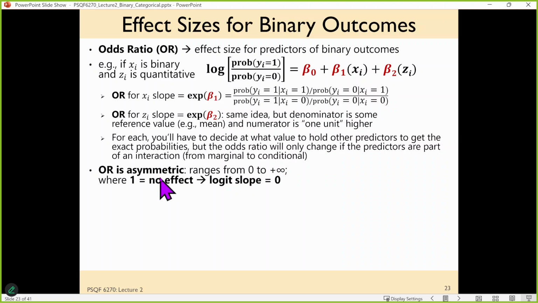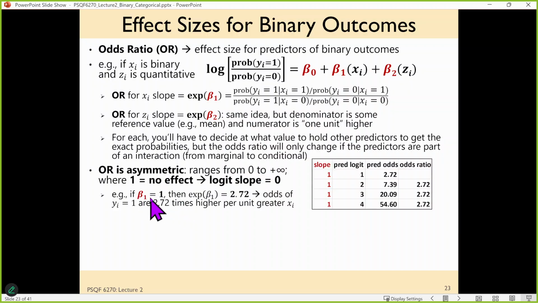It goes from 0 to positive infinity. So if I have a slope of 1 in logits, e to the slope in logits is 2.72. What that means is that the odds of a 1 are 2.72 times greater per unit of x. And so I made a little table here to show how this works out in terms of the numbers.